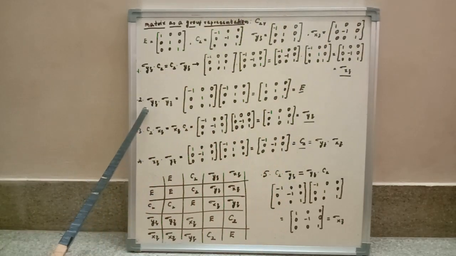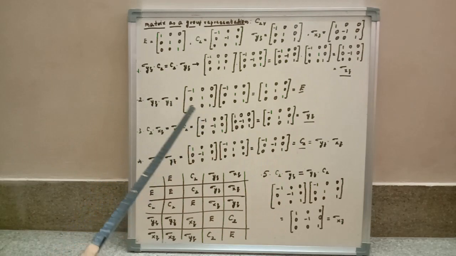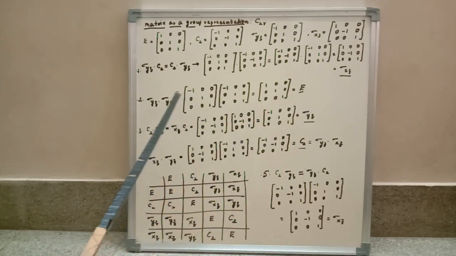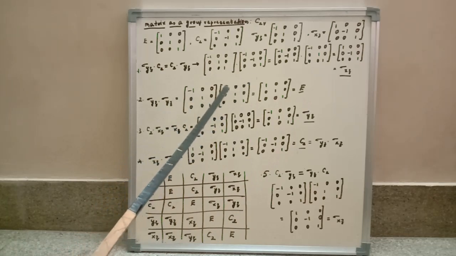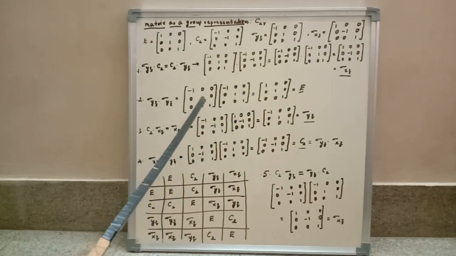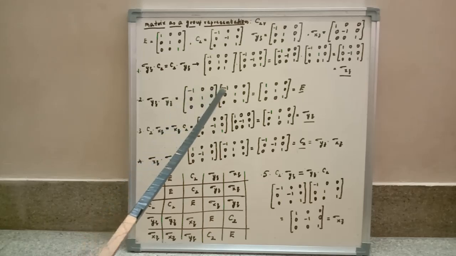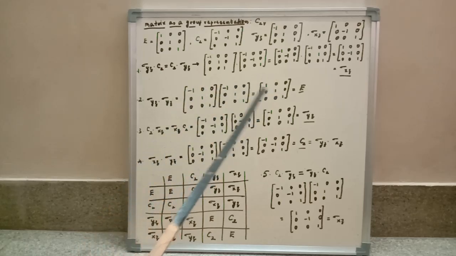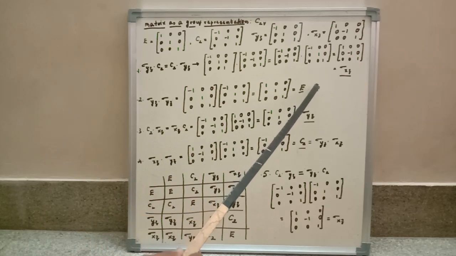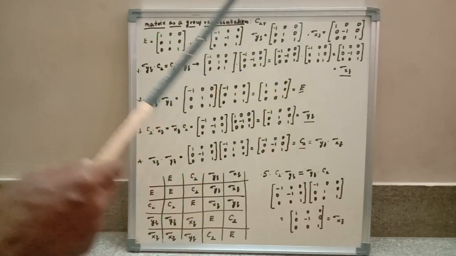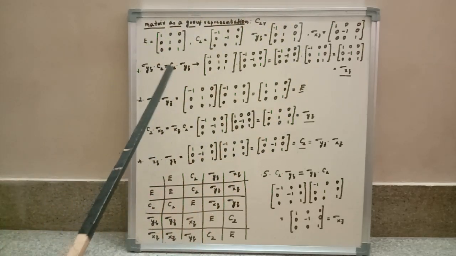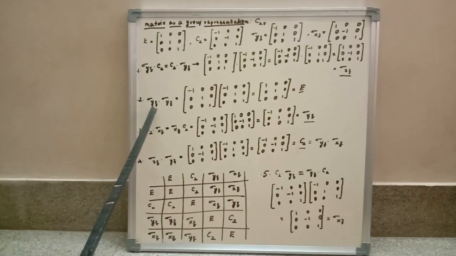Similarly, sigma yz into sigma yz, the same case. Sigma yz is nothing but minus 1, 1, 1. If you multiply the diagonal elements, it is minus 1 into minus 1 is 1, 1 into 1 is 1, 1 into 1 is 1. That is nothing but E, the identity element. That is the multiplication of two vertical planes; two vertical planes give you the identity.